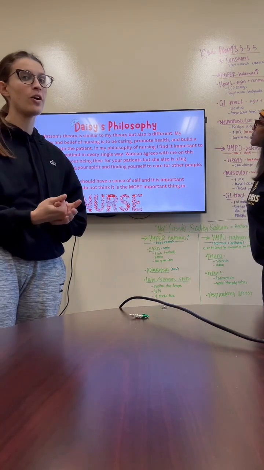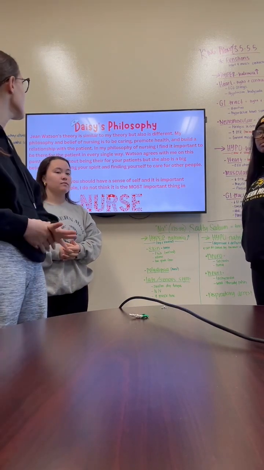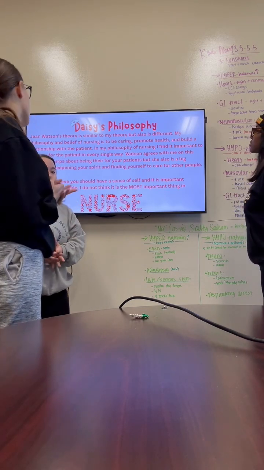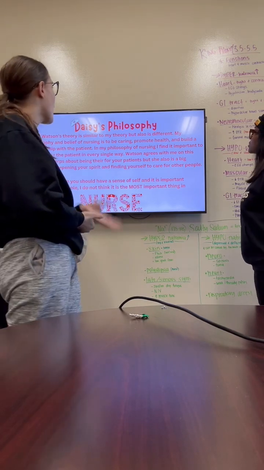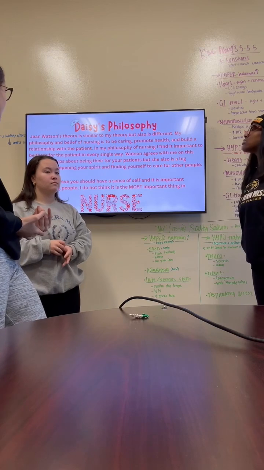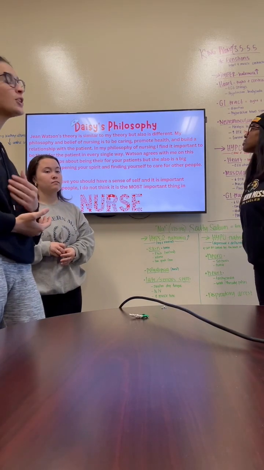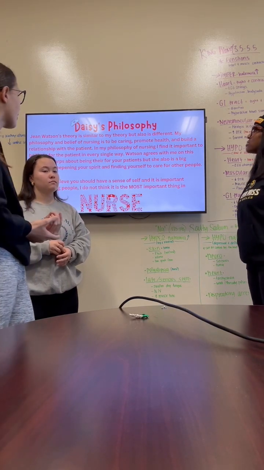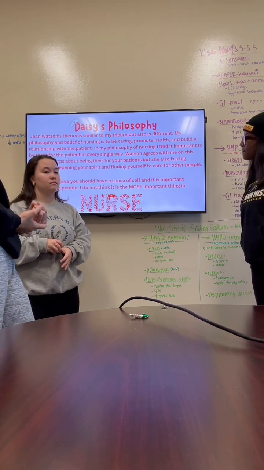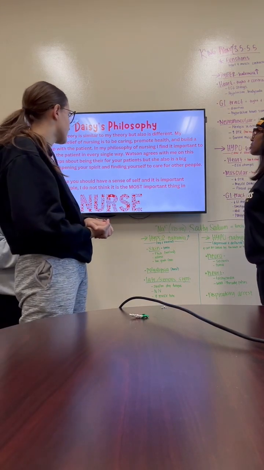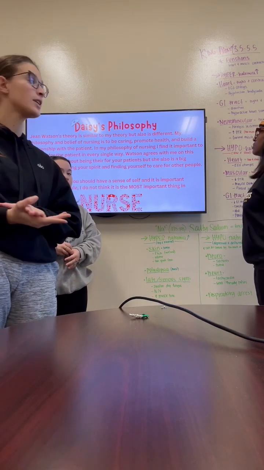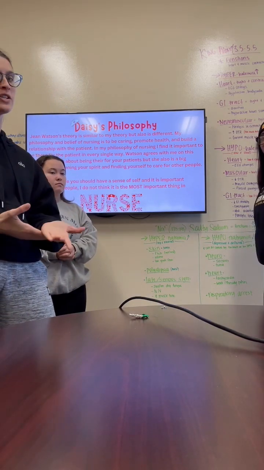Okay, my philosophy also correlates with Jean Watson's philosophy. Her theory is similar to my theory, but is also different. My philosophy and belief in nursing is to be caring, promote health, and build a relationship with the patient. In my philosophy of nursing, I find it important to be there for the patient in every single way. Watson agrees with me on this. She harps about being there for your patients, but she is also a big believer in deepening your spirit and finding yourself to care for other people. While I do think you should have a sense of self, it is important when treating people. I do not think it is the most important thing in nursing. I think that you need to put your patients before you put yourself.